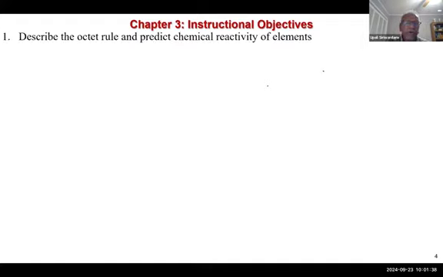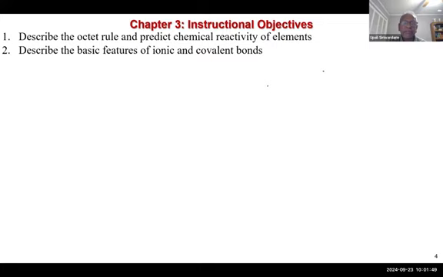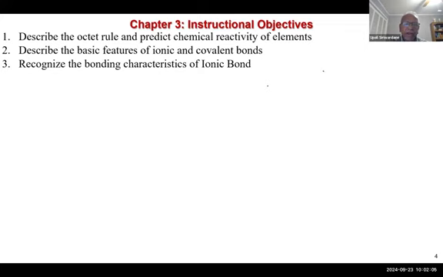Okay, let me review a little bit now that we have gone through more than half of the material. We talked about the octet rule and described the chemical reactivity of elements. We described the features of ionic and covalent bonds. We now know there are two different types of chemical bonds, ionic and covalent bonds. So we know ionic bond first.